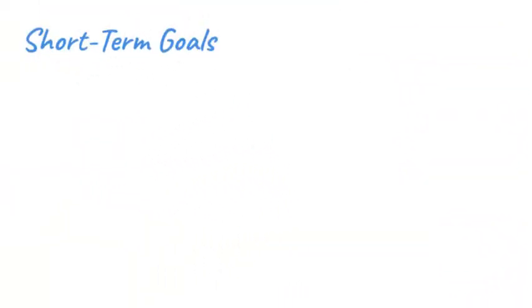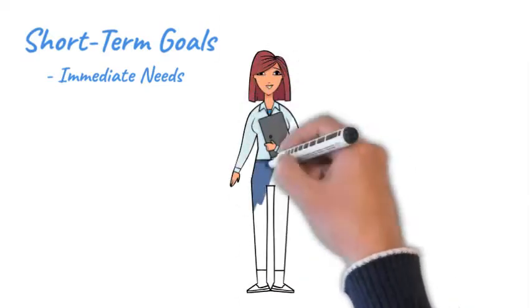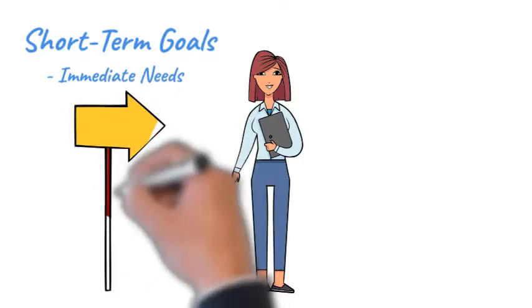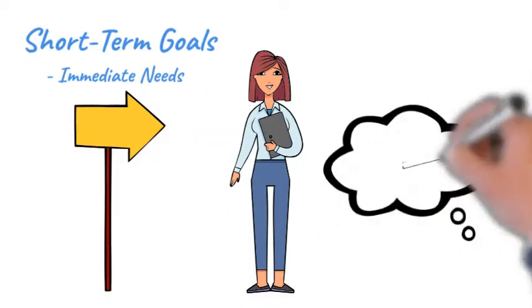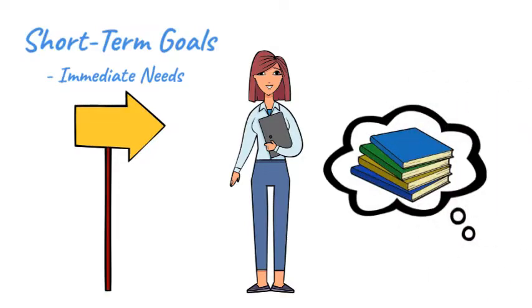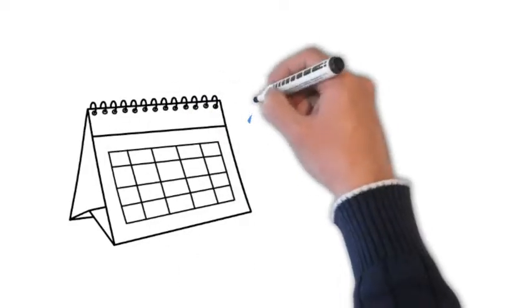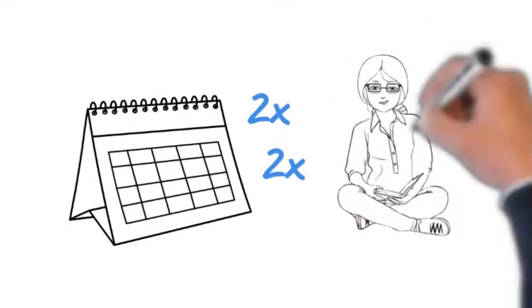Short-term goals will focus on the student's immediate needs. Ask yourself, what must be done now to get the student moving in the right direction? Does the student need help with one specific concept, or does the student need help understanding a particular chapter? A short-term goal might be tutoring twice this week and twice the next week to help the student understand this section of the class better in preparation for the next exam.